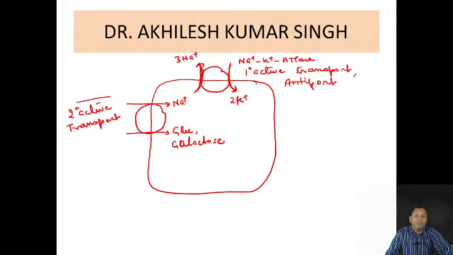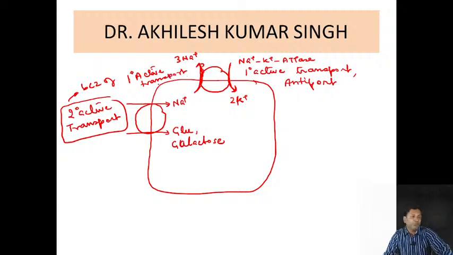So this type of transport is called secondary active transport. Why is it called secondary active? Because this transport is because of the primary active transport. It is because of the primary active transport, right? So it is called the secondary active transport. It is because of the sodium potassium ATPase.